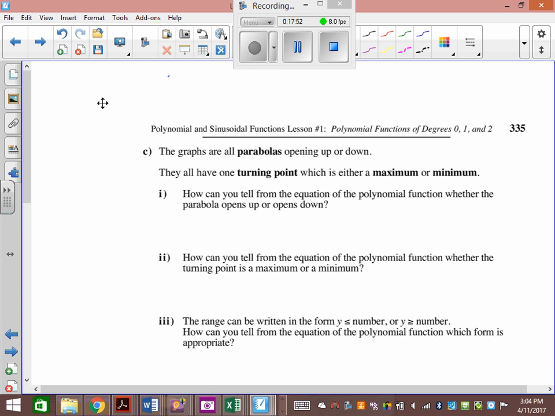The graphs are all parabolas. They're opening up or down, not up and down. They're either up or they're down, correct? They have one turning point, which is either a maximum or a minimum. How can you tell from the equation whether the parabola opens up or down? We look at our leading coefficient again. If we have a positive leading coefficient, it's up on the right.